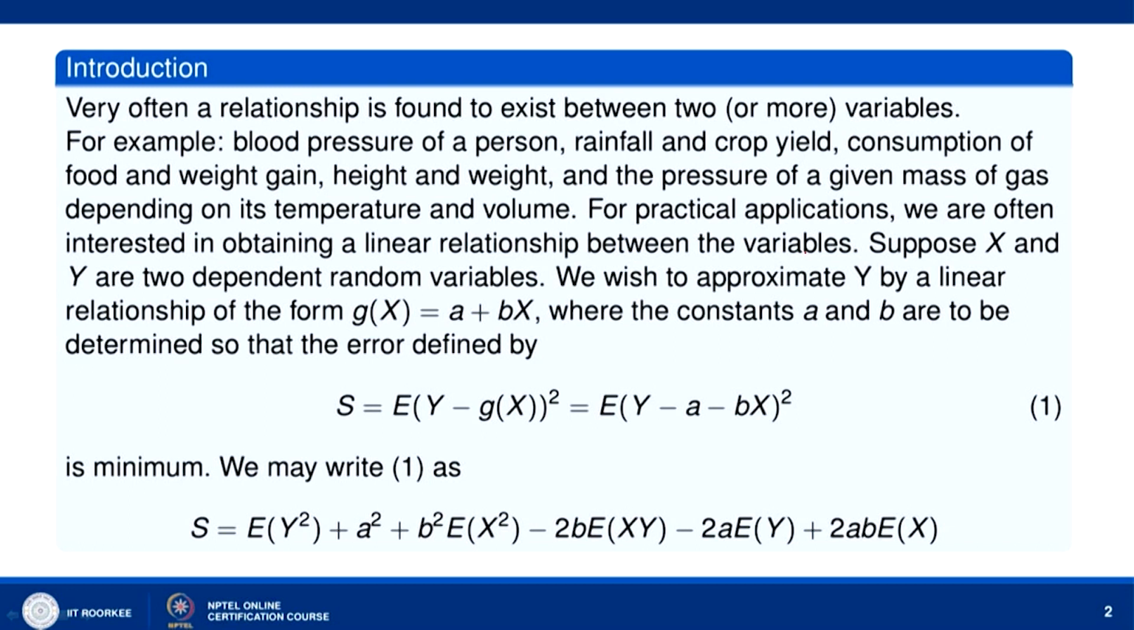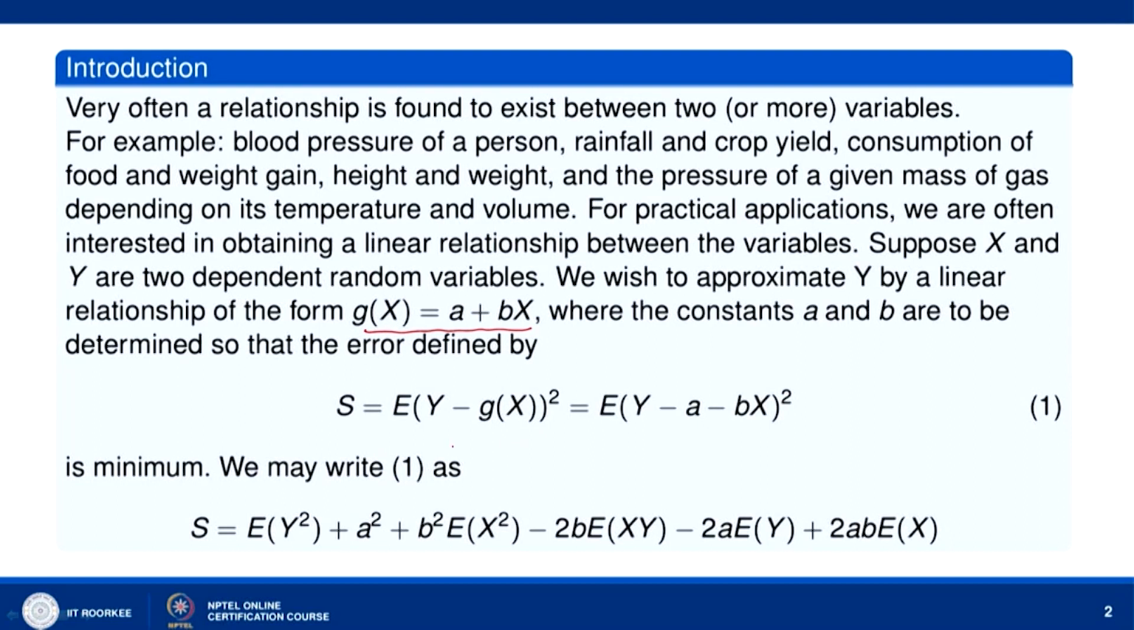Suppose x and y are two dependent variables. We wish to approximate y by a linear relationship of the form g(x) equal to a plus bx, where the constants a and b are to be determined so that the error defined by S equal to expectation of (y minus g(x)) whole square, which is equal to expectation of (y minus a minus bx) whole square, is minimum. That is, the error is minimum in the least square sense. So, we may write this equation 1 as S equal to E(y square) plus a square plus b square into E(x square) minus 2b E(xy) minus 2a E(y) plus 2ab E(x).